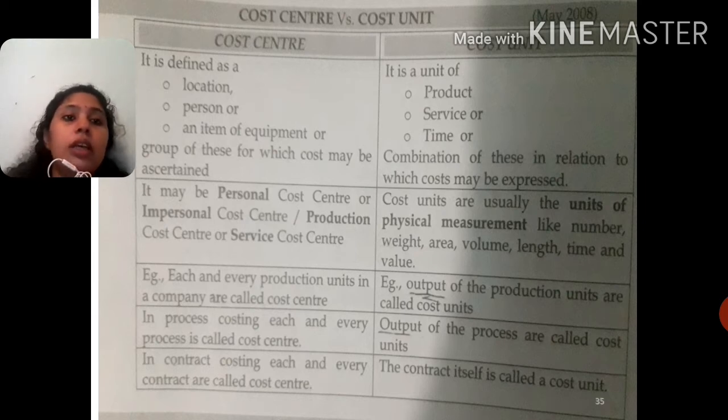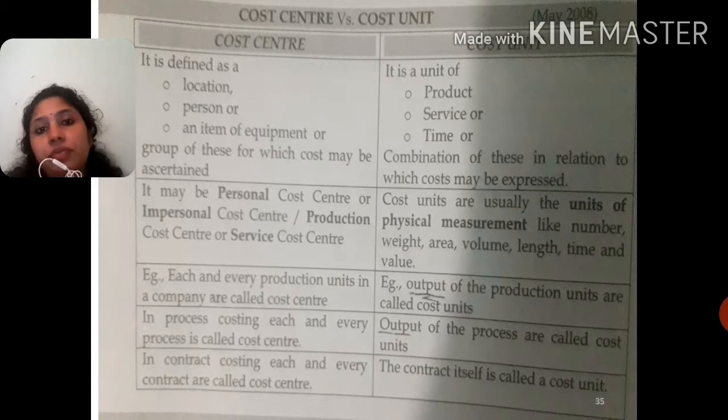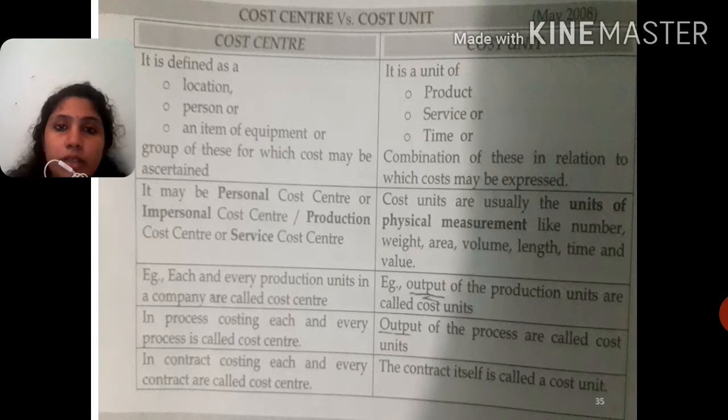Okay, and consider the cost unit column. See the third difference. The output of the production units is called cost units. For example, consider one example.